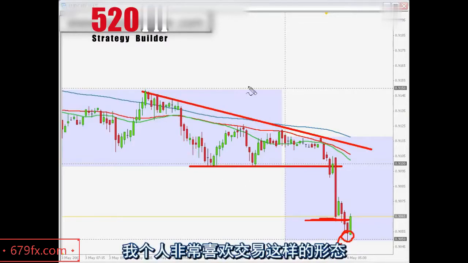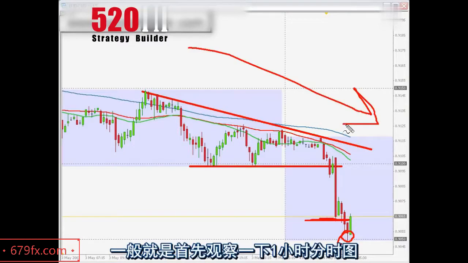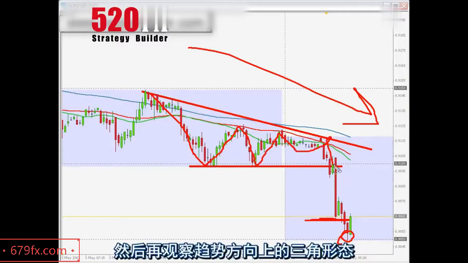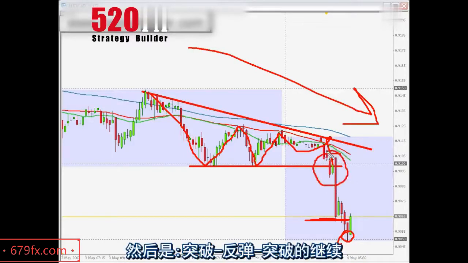Basically, seen in the 1 hour chart, the trend was clearly down, as pointed out by the moving averages. Then we have a triangle that gives way in the direction of the trend. We have a breakout, a pullback, and a continuation aspect of it.